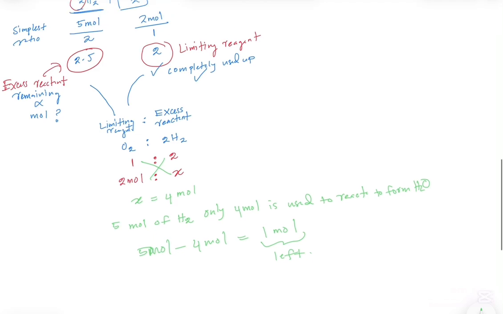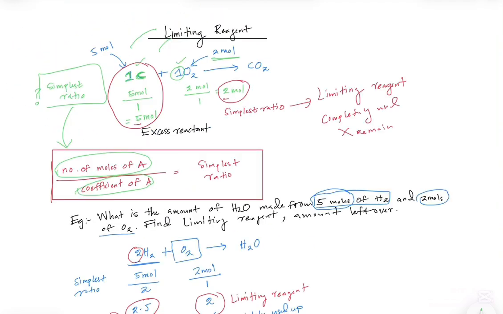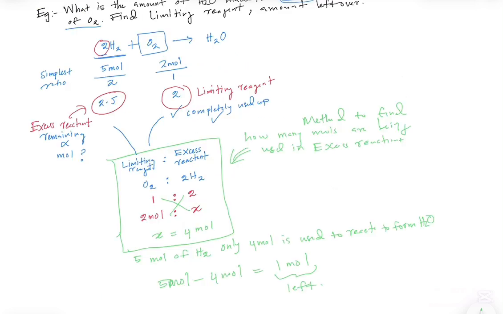So this is very simple. To find the limiting reagent, first of all we have to find the simplest ratio, and the one with the simplest ratio is the limiting reagent, and the rest are excess reactants. So this is the method to find how many moles are being used in the excess reactant to form the product.